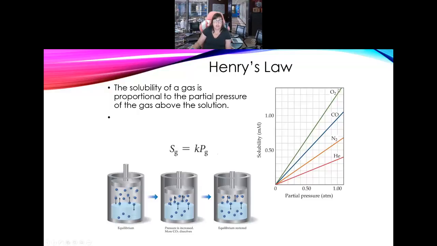One of the things that you'll see over here is that O2 has a higher solubility at the same pressures than CO does, than N2 does, and then He does. And that means that the K for O2 is bigger than the K for CO, is bigger than the K for N2, is bigger than the K for He. So that's something that you should be able to interpret from this graph. So if you see a graph like this, you should be able to compare those K values. Not tell me what they are, but tell me which one's the biggest and which is the smallest. And you should be able to find a K if given the S_g and the P_g. Okay?